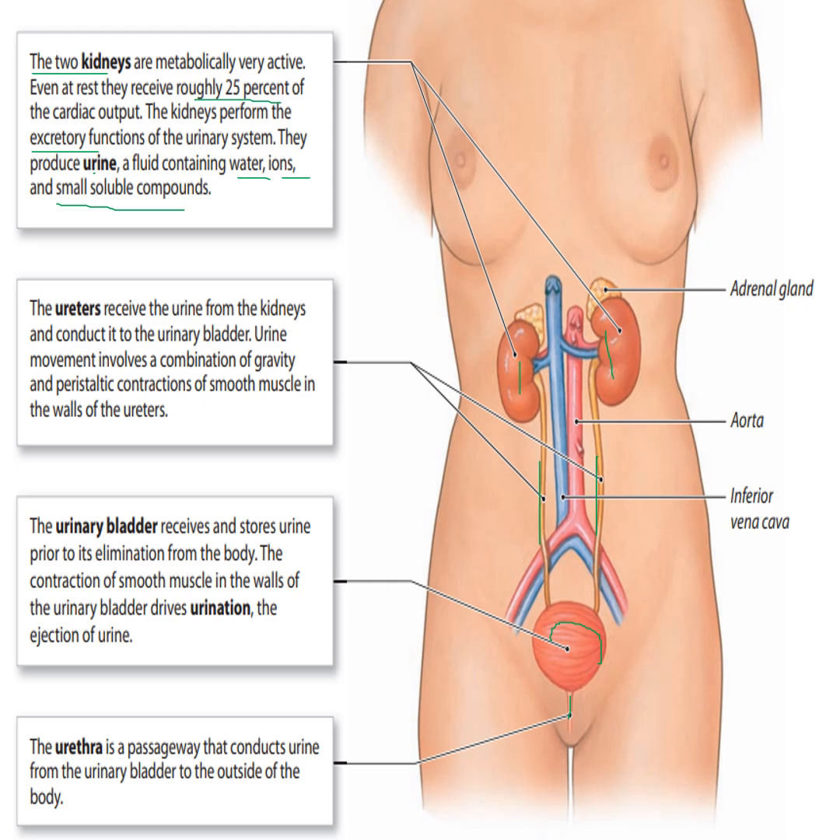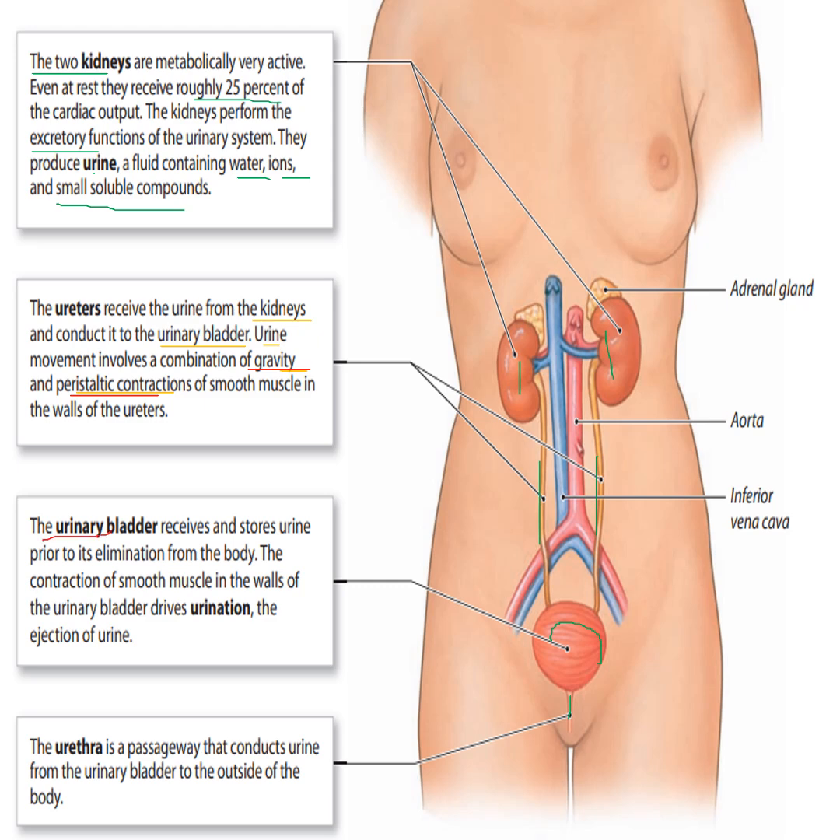The ureters. They receive urine from the kidney and conduct it to the urinary bladder. The urine movement involves a combination of gravity and a peristaltic contraction of the smooth muscles in the walls of the ureter. Please do remember, it's very important. Urine movement involves a combination of gravity and a peristaltic contraction of the smooth muscles in the walls of the ureter.